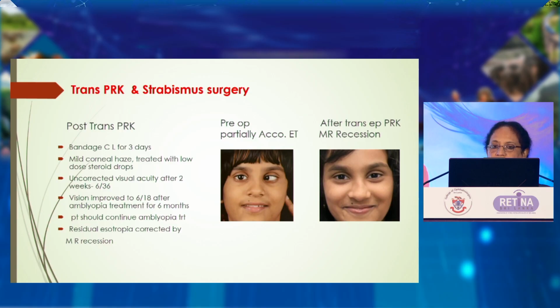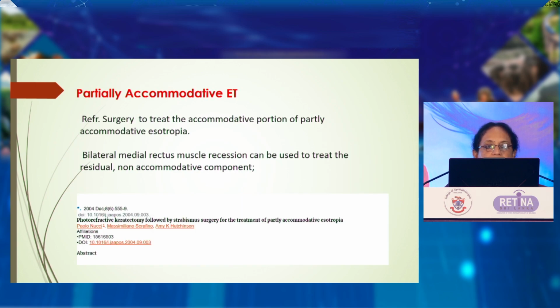Now let us see postoperatively, the patient had a residual esotropia which was treated by medial rectus recession. You can see in that picture, the eyes are straight and there is no need of any glasses. So in partially accommodative esotropia, the refractive surgery will correct the accommodative portion of the partly accommodative esotropia, and after that, medial rectus recession has to be done. This is one publication.